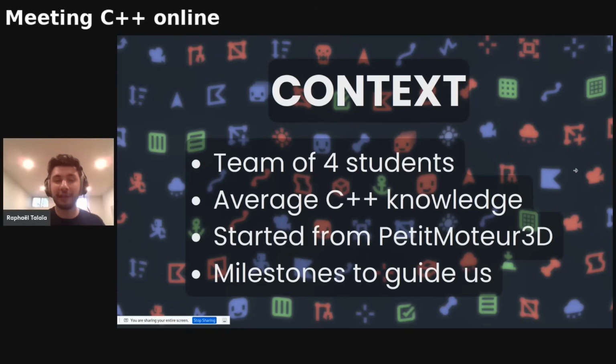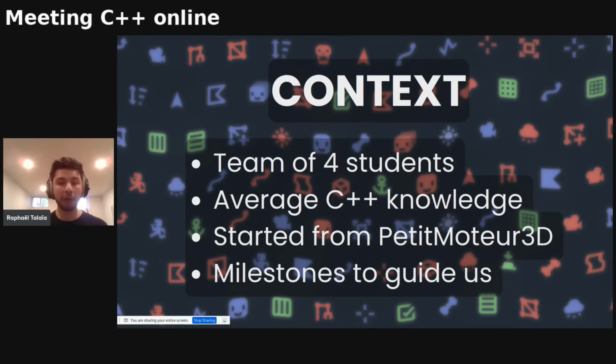So for the context of our student project, we were a team of 4. We had average C++ knowledge, meaning we knew what a destructor was, we knew the rule of 3, how to handle pointers, but we didn't know much about smart pointers or move semantics, and other things like that. So it was kind of a huge challenge for us.